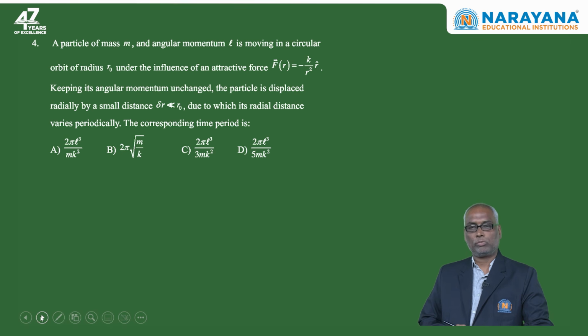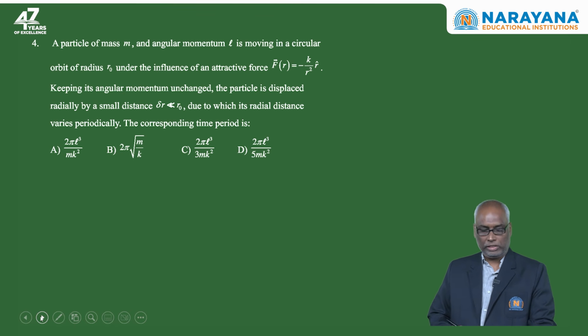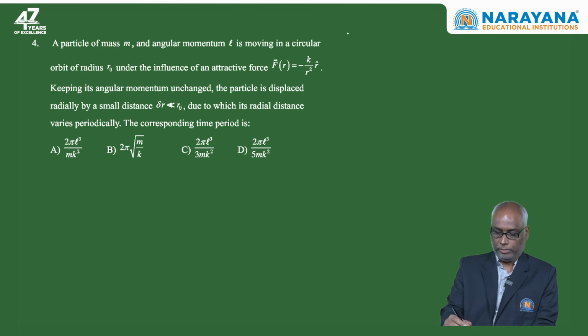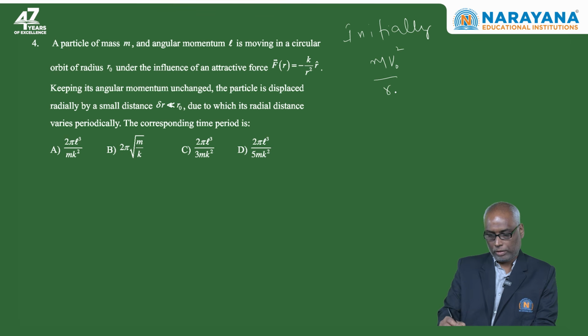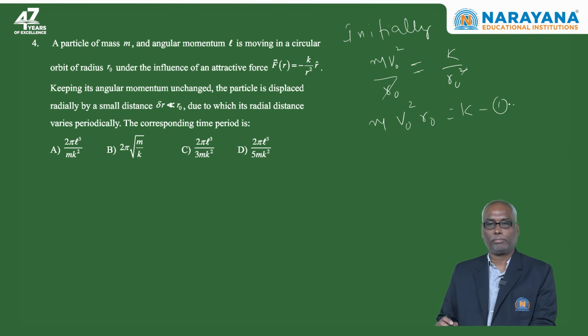So, here the particle is moving in a circular path, initially in a stable circular path. What is providing the centripetal force? An attractive force which is given by k by r square. It is directed towards the center and is providing the necessary centripetal force. So in a stable orbit, initially the necessary centripetal force m v0 square by r naught is provided by the attractive force, which is nothing but k divided by r naught square. Here this r naught and r naught will get cancelled. So from this equation we can say m v0 square r naught is equal to k. This is the first equation.